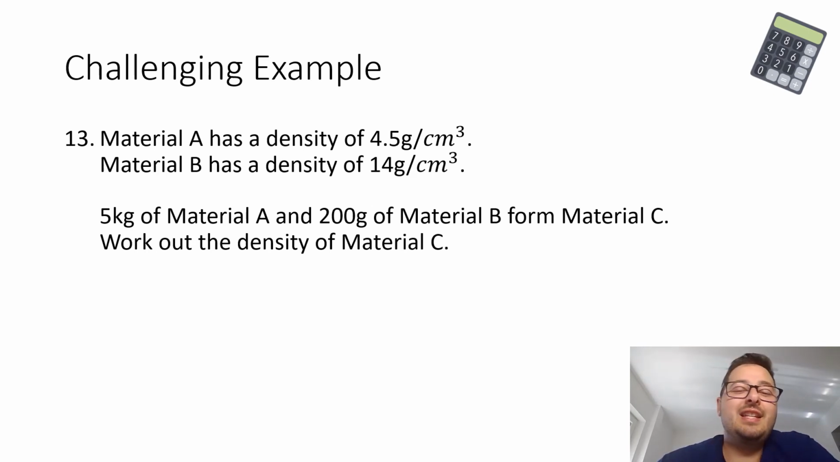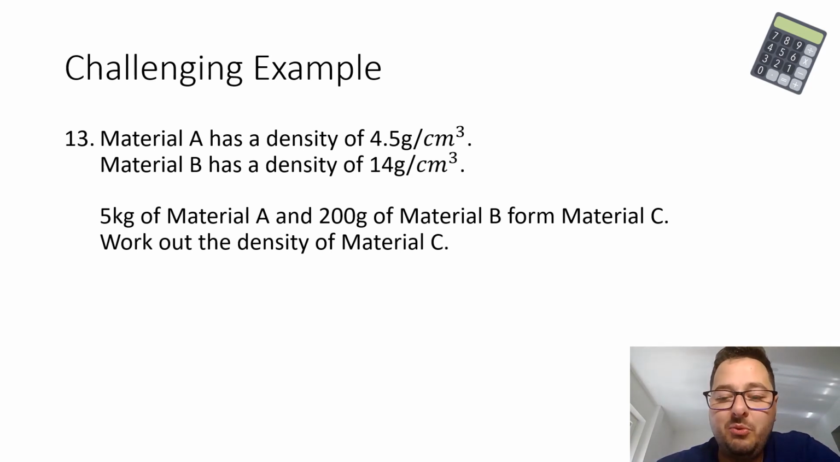Okay, so question 13. Material A has a density of 4.5 grams per centimetre cubed. Material B has density of 14 grams per centimetre cubed. 5 kilograms of material A and 200 grams of material B form material C. Work out the density of material C.